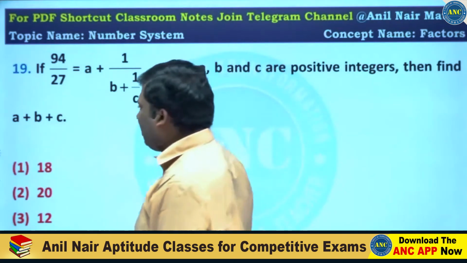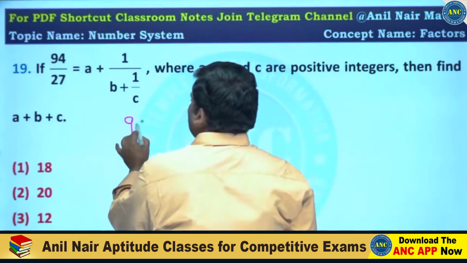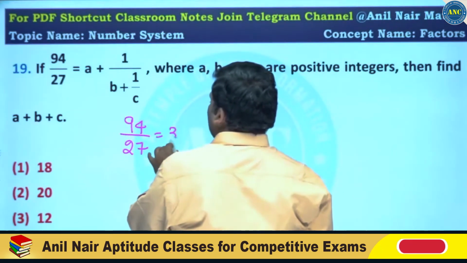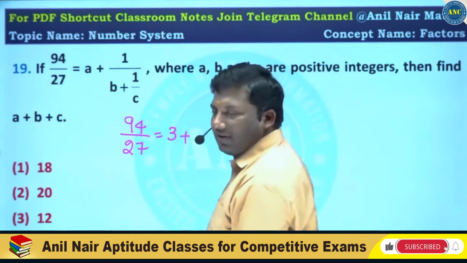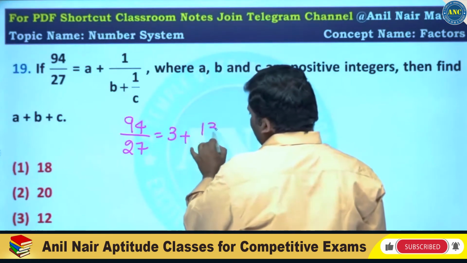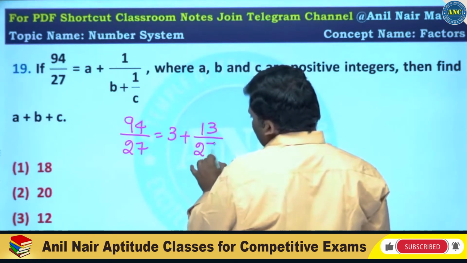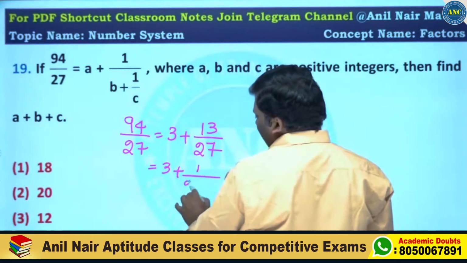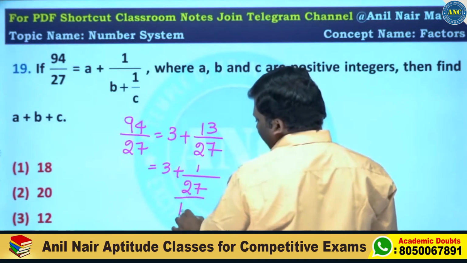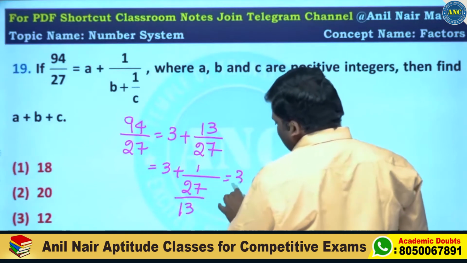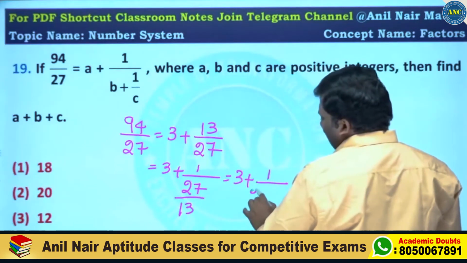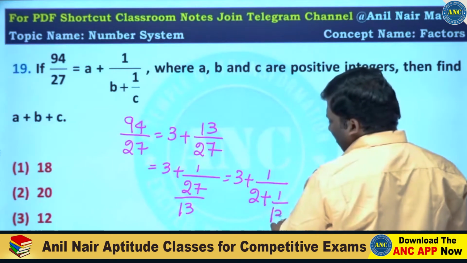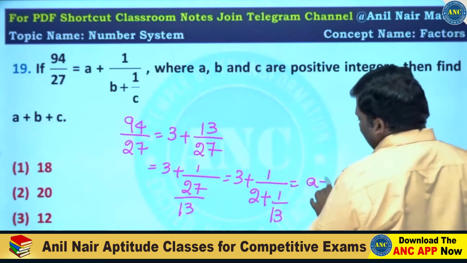Numerator is greater than denominator. So 94 by 27: 27 3s are 81. Remaining is 13. So 13 by 27 can be written as 1 by 27 by 13. So this can be written as 1 by 2 plus 1 by 13, since 13 2s are 26 plus 1. I hope it is clear. This is what is given in the question.